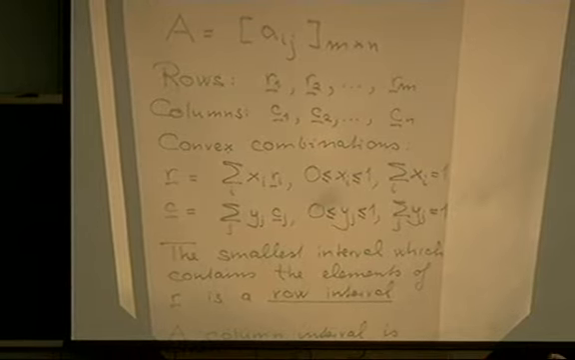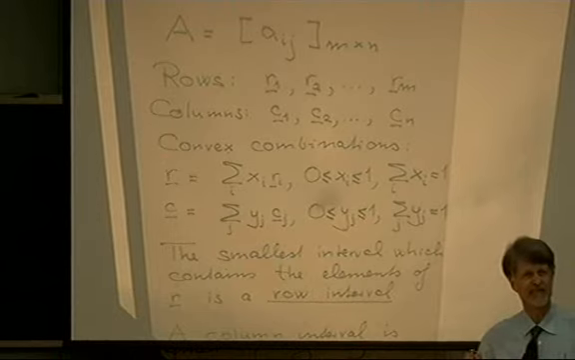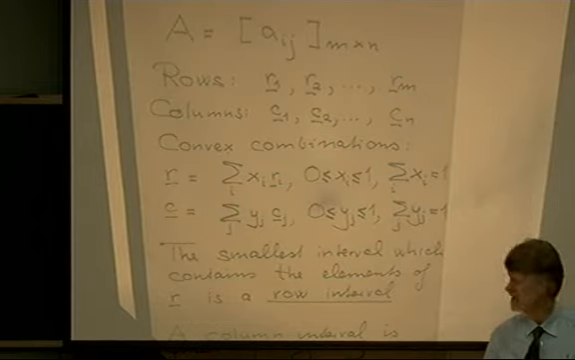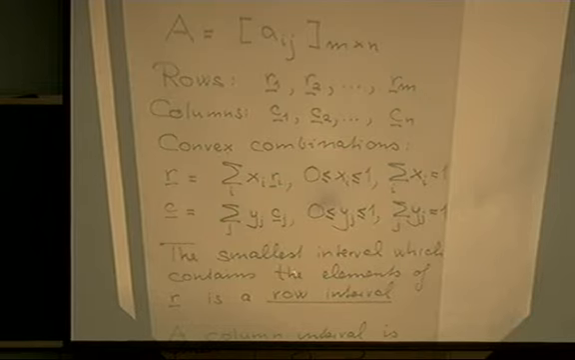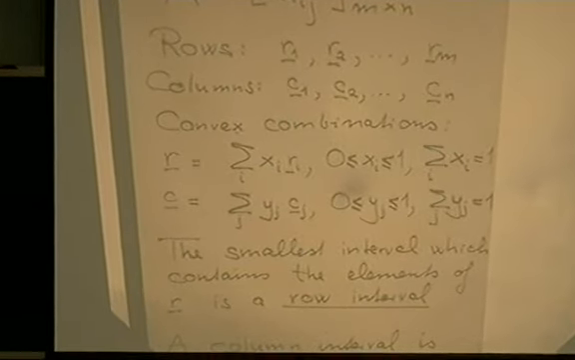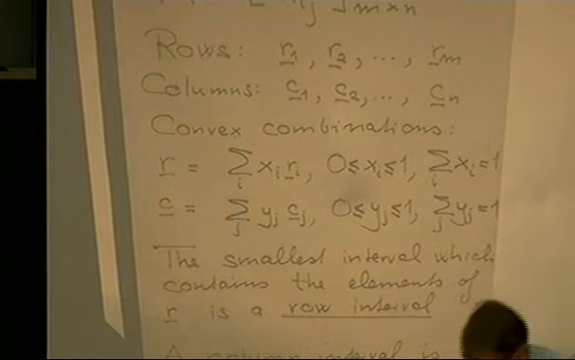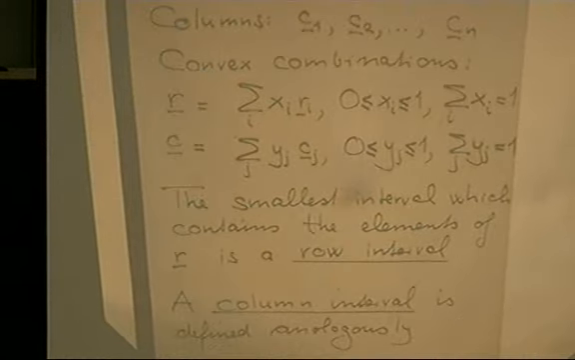And then let us look at such a row vector R. It has a smallest entry, it has a biggest entry. Let's take the interval between those two entries. I call that the row interval corresponding to this row vector R. So it's the smallest real interval which contains all the entries. That's a row interval. And of course a column interval we define in the same way.